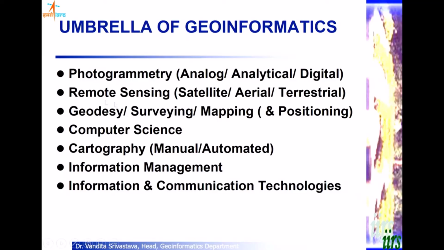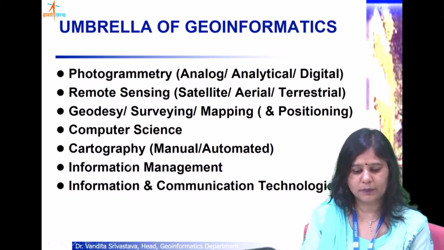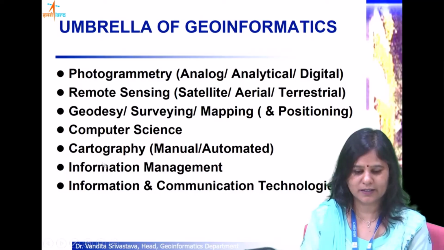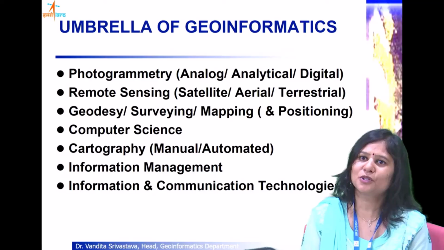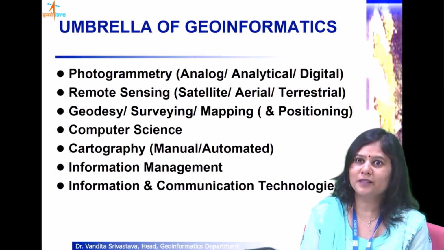We need to understand that. Computer science is required because we are talking about the software and the hardware. So it is coming from our knowledge of computer science. Then cartography, because we are making maps. So it also has the cartographic concepts. Then geographic information is also an information, so we need to manage this information.